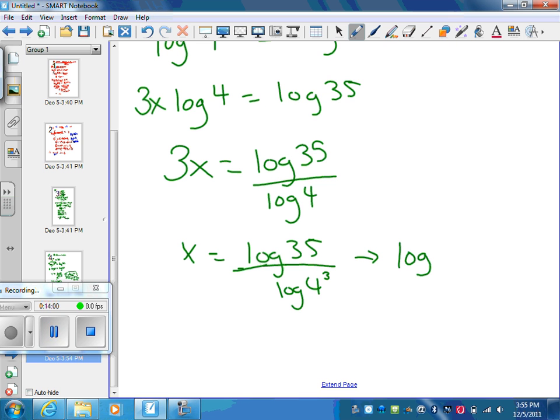I don't know what 4 cubed is off the top of my head. 4 times 4 is 16. 16 times 4. I'm sure one of you shouted it out already. It's 64, I believe. So log 35 over log 64. That would be your most precise answer. Putting that in your calculator and getting a decimal should be 0.8548.